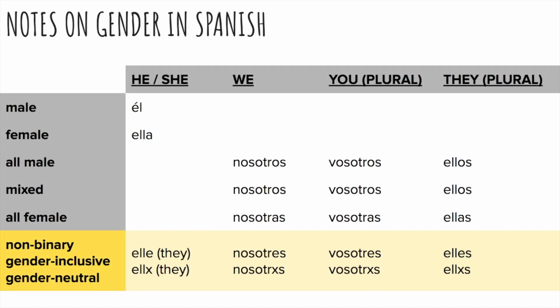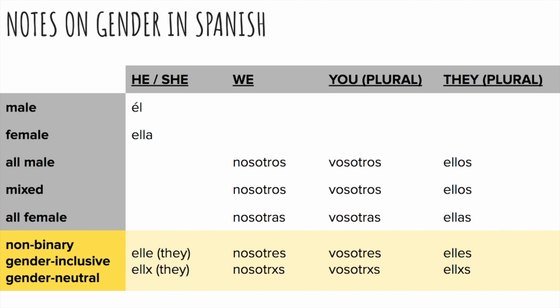Here is a table outlining all the pronouns that are gendered in Spanish. Él means he, ella means she. For the plural we, say nosotros for a mixed gender or all-male group and nosotras for an all-female group. Following that same pattern, vosotros and vosotras both mean you plural, while ellos and ellas both mean they.